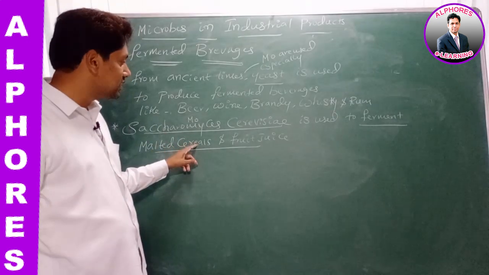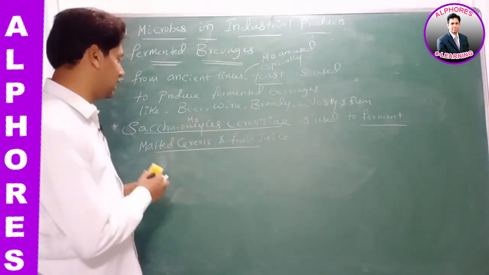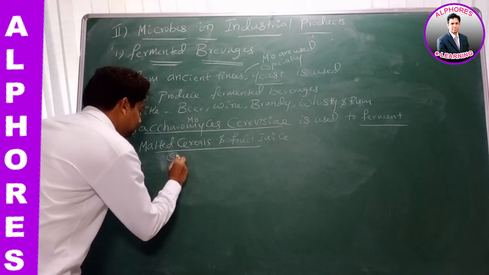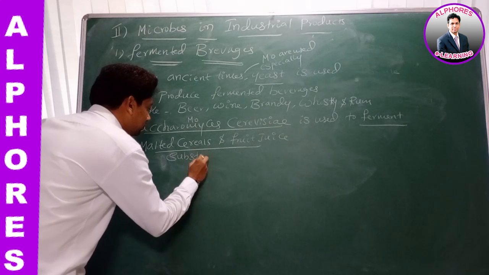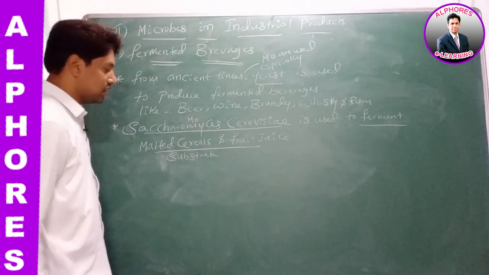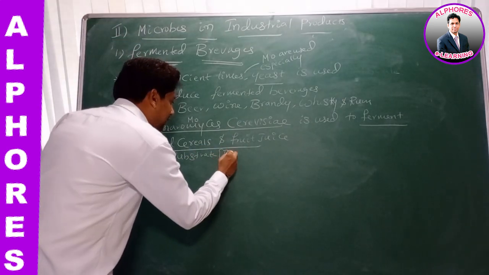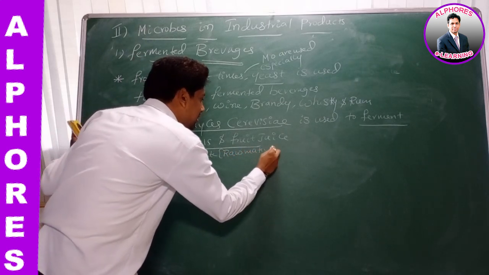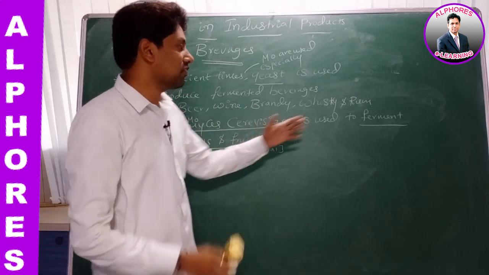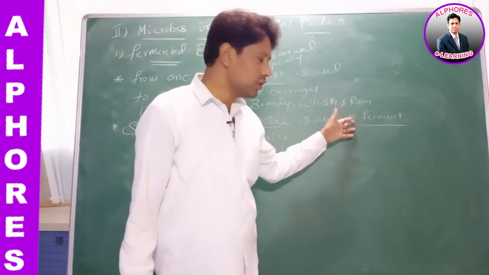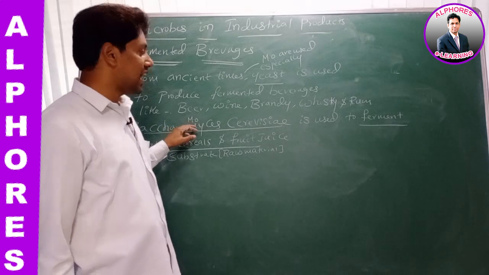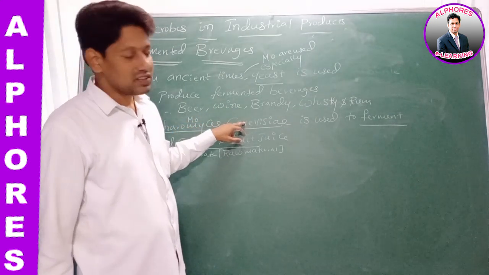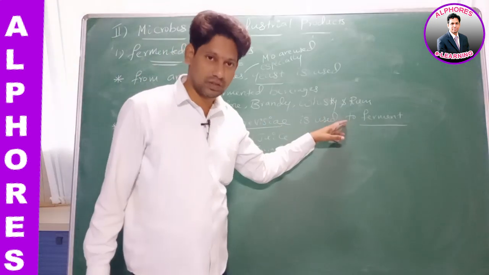Therefore, malted cereals and fruit juice become the right substrate, or raw material. This is the substrate or raw material for which process? For the fermentation process. Who is doing this fermentation? Saccharomyces cerevisiae. You were told that fermentation is of two types, right?